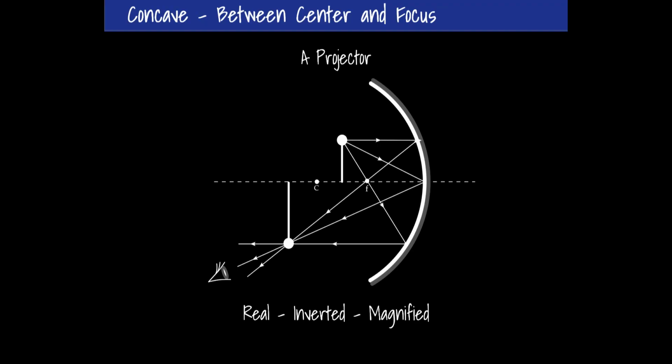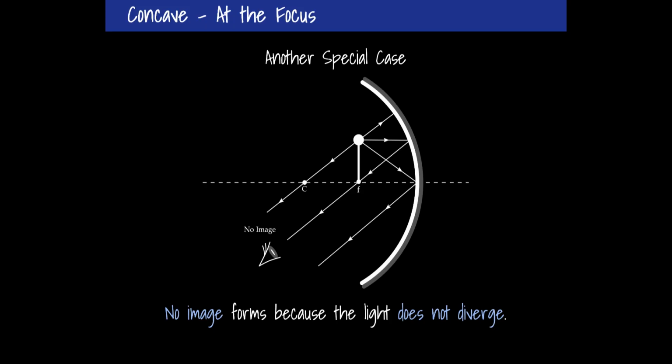I'm doing the same ray tracing every time. I'm just getting a different result because of the position of the object. Parallel ray to the focus, ray through the focus parallel, ray to the center symmetric, and I end up with my image location based on the geometry of those three rays to locate the object along the axis. Well, now I guess I'm going to take the object and put it at the focus. When I put the object at the focus, a very strange thing happens.